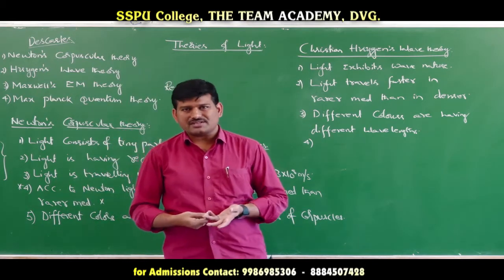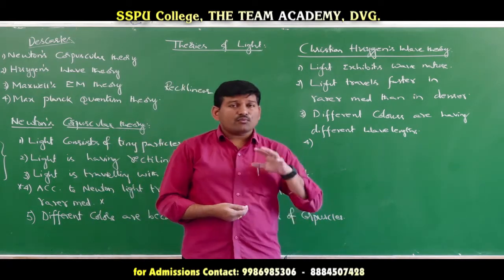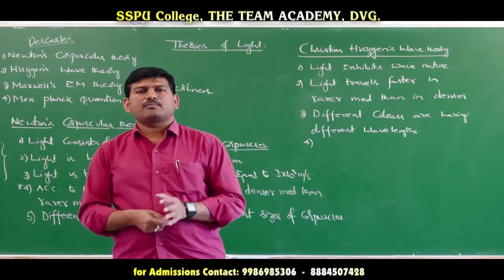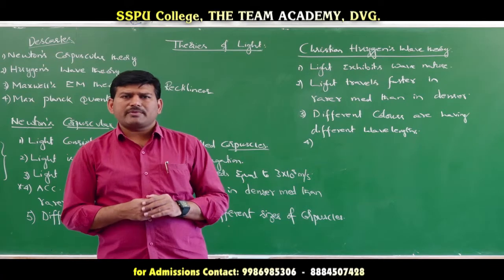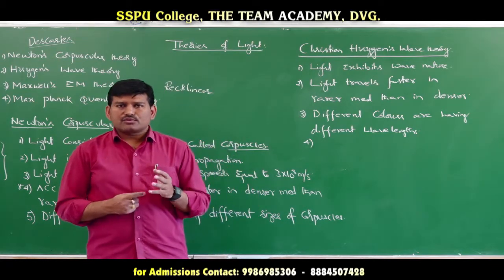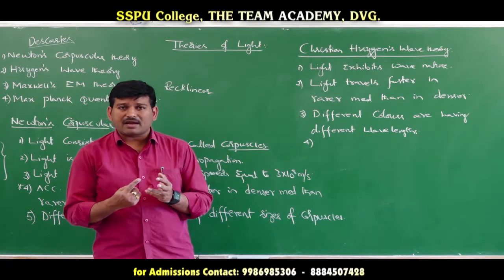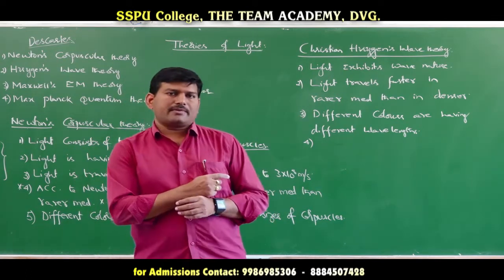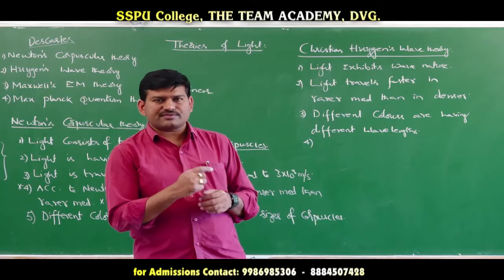The color won't change. So, when a wave is propagating from one medium to another medium, or when a wave is traveling from one optical medium to another optical medium, what is happening? We will be observing some changes in the parameters. What parameters are going to change when a wave is propagating from one optical medium to another optical medium? In first year also we have studied this.